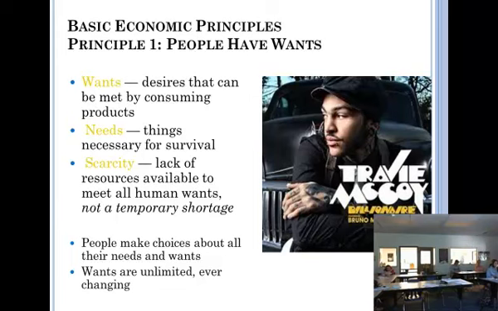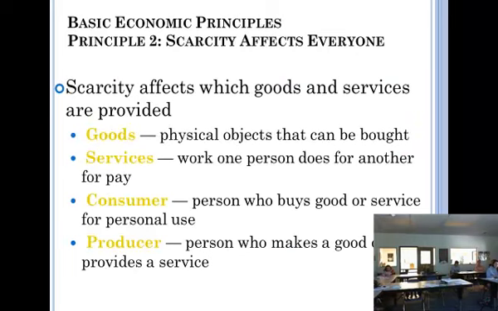So people make choices about what their needs and wants are. My needs and wants are probably different than your needs and wants, right? So wants are unlimited, and the great thing about wants is they're ever changing. You can change your mind as much as you want. You can want different things tomorrow than you wanted the next day. So scarcity affects everyone. So it affects which goods and which services are provided.